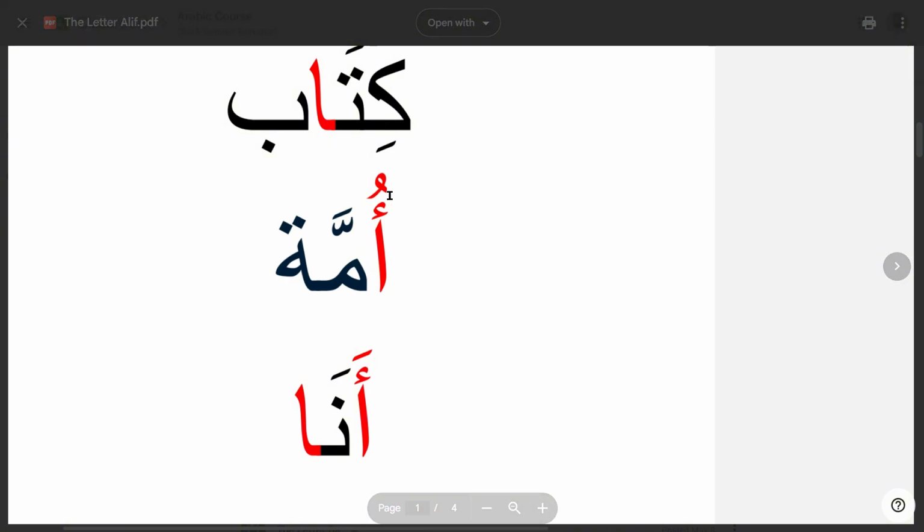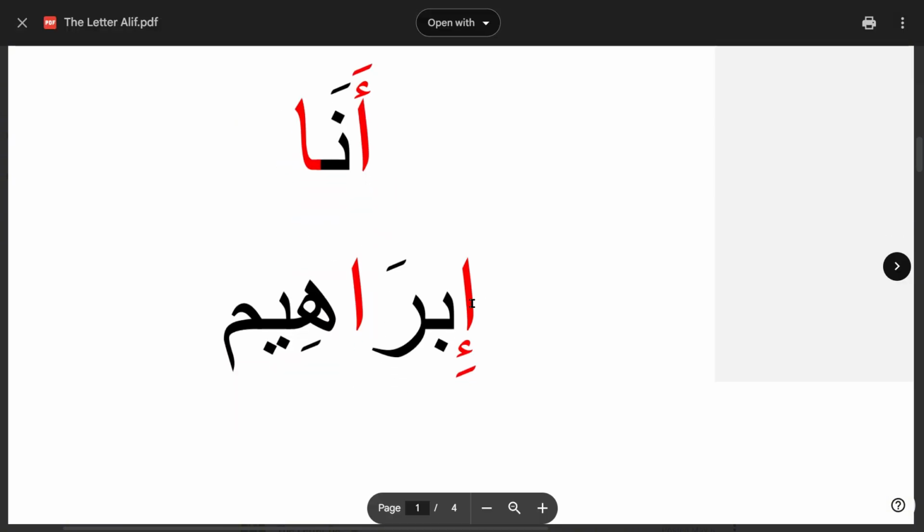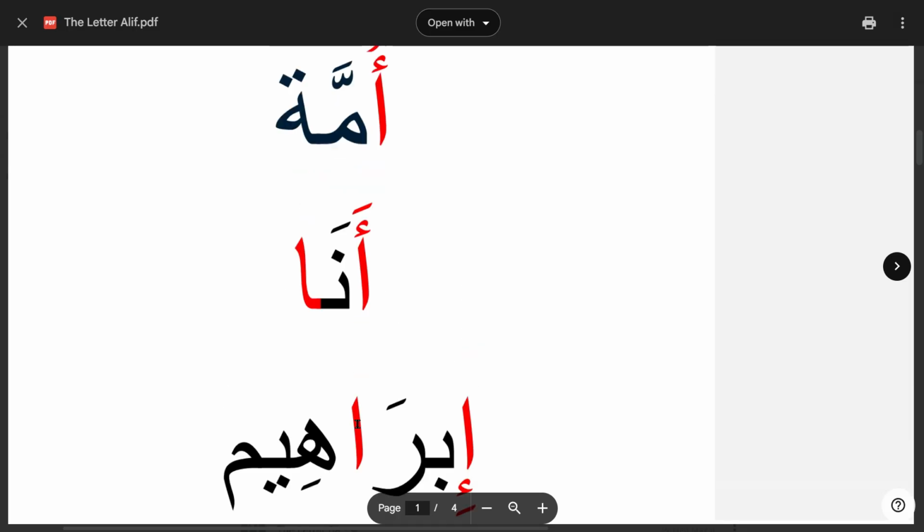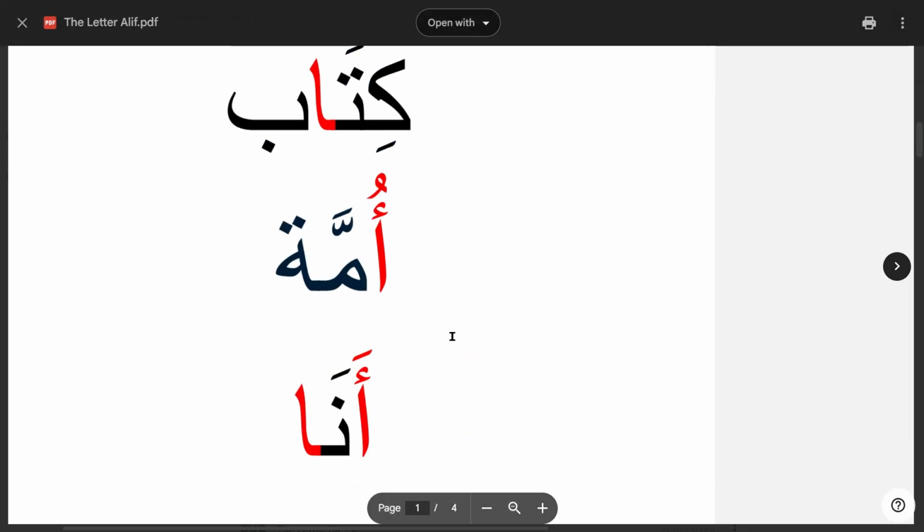Alif with a damma, u. Alif with a kasra, i. Ibrahim, umma. The rest were fatha, so it's a, or the rest were extensions. And I'm about to get to the extension.